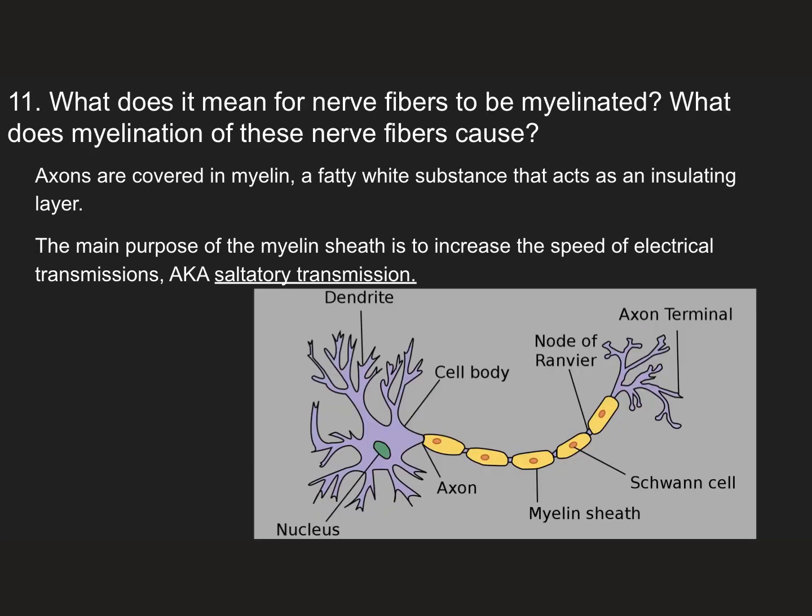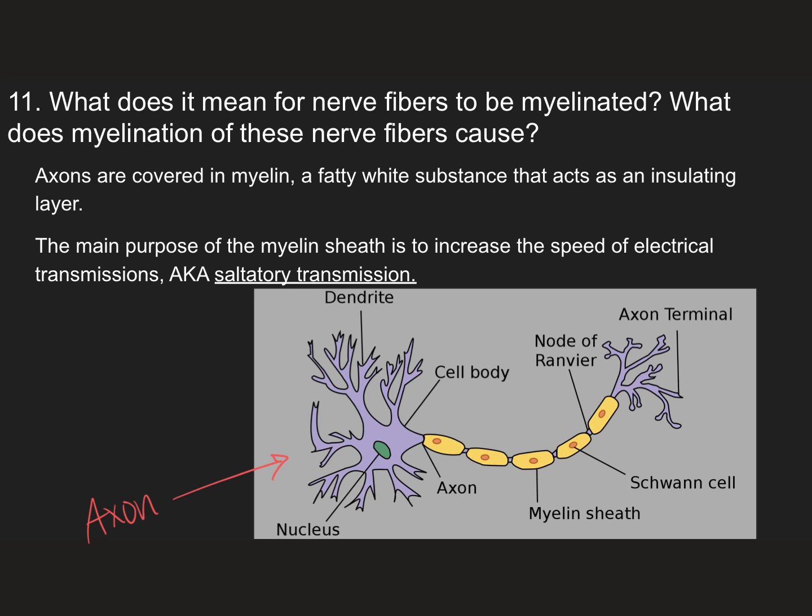Okay, this one right here, number 11. What does it mean for nerve fibers to be myelinated? What does myelination of these nerve fibers cause? Okay, so the first thing is this picture right here is a picture of an axon, which is a nerve cell. It's got the parts labeled and everything like that.